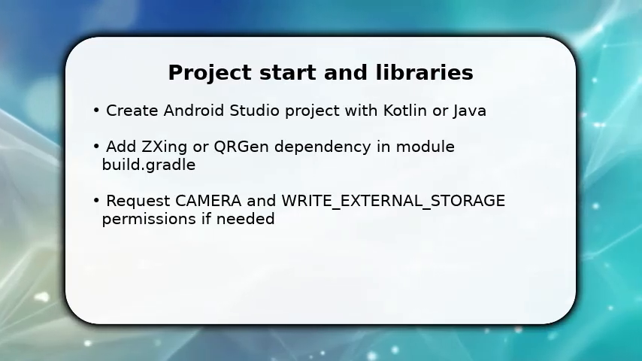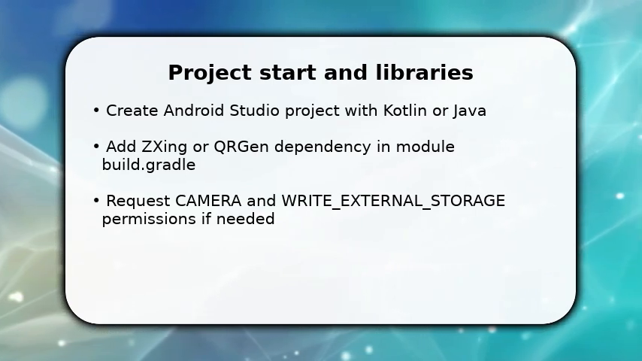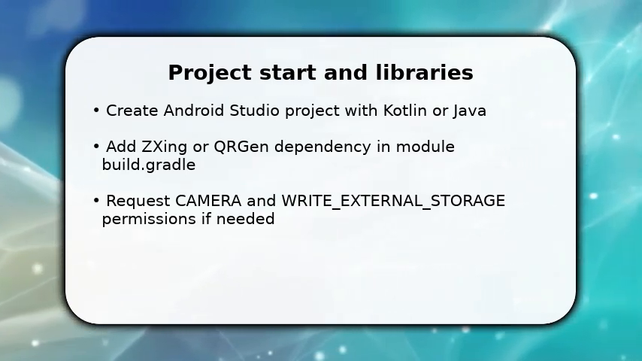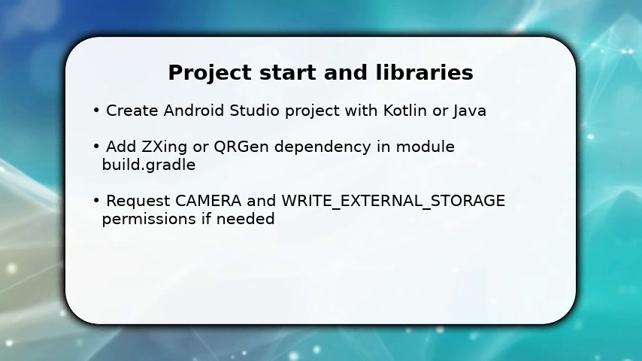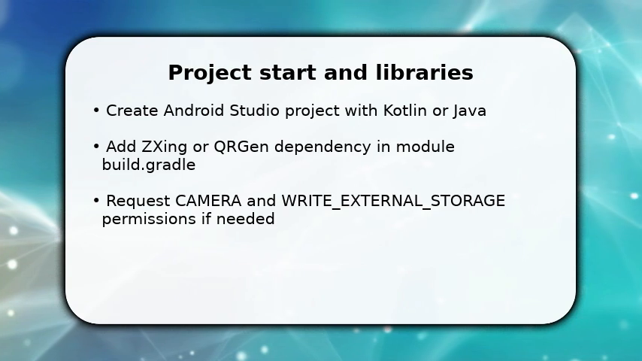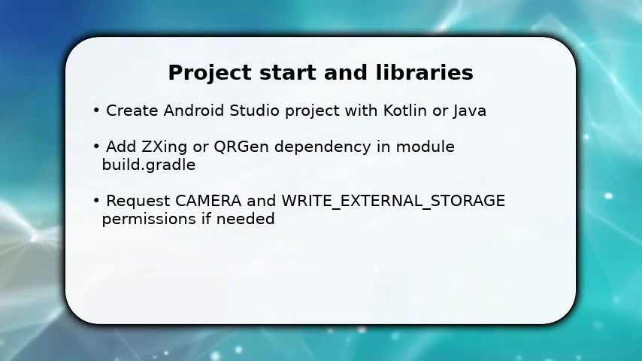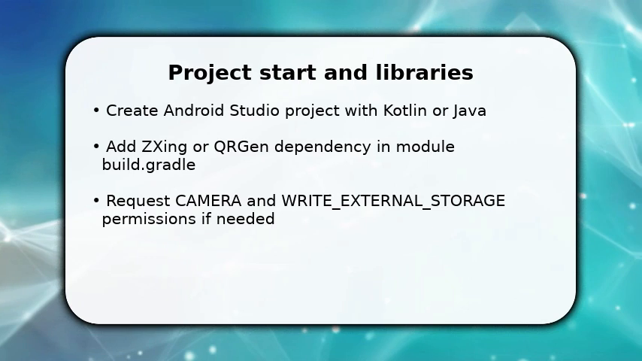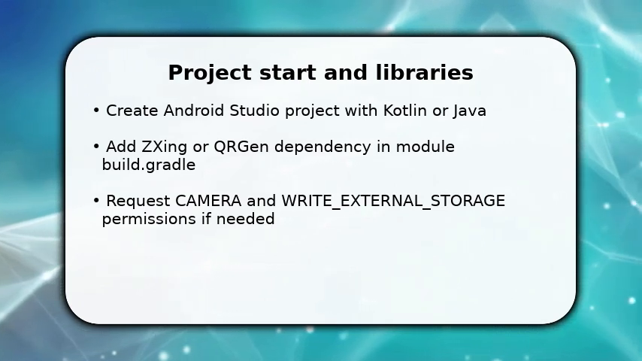You begin by opening your Android Studio project and adding a QR library. I recommend ZXing for flexibility. Once done, add the Gradle dependency and sync so the classes are available. You should also declare runtime permissions in the manifest and prepare to request them at runtime.